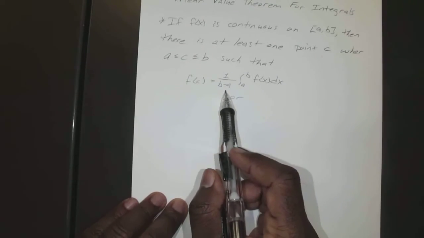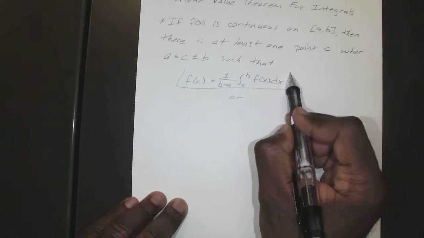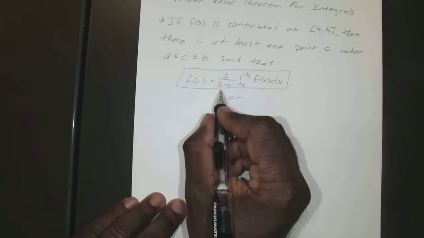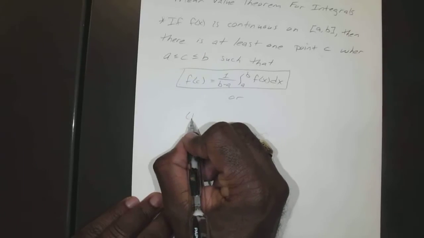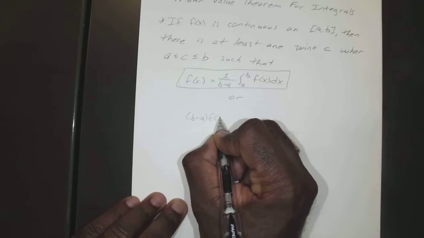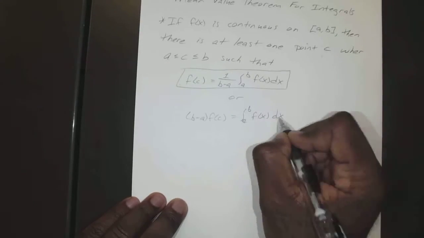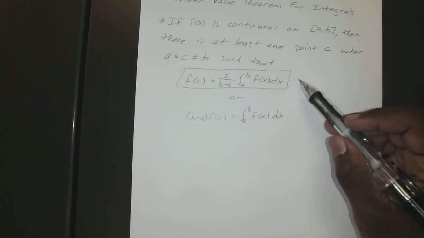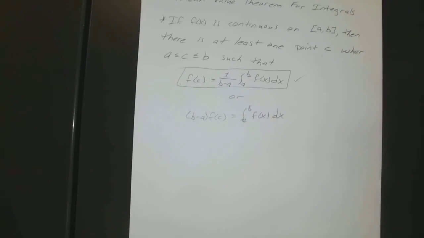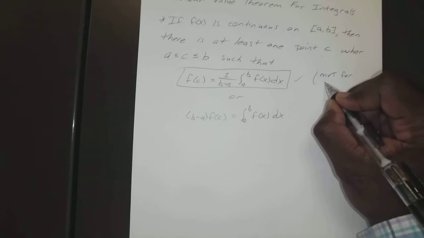Or if you wanted to, you could write it, but you don't have to. But for the most part, you usually use this formula. But if you multiply both sides by b minus a, b minus a times f of c is equal to the integral from a to b of f of x with respect to x. But for the most part, this is what you'll be using. Okay, which is the mean value theorem for integrals.